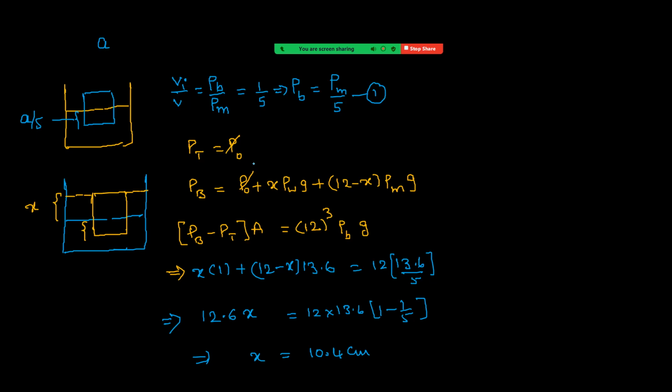So the basic condition is that first, from the given condition, 1/5 inside, we got the density of body. Next condition, floating. So weight is balanced by buoyancy force. Okay, let us see the next problem.